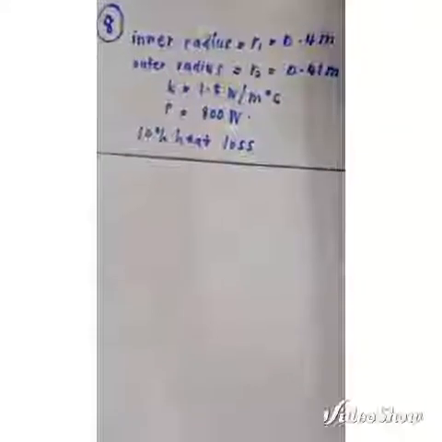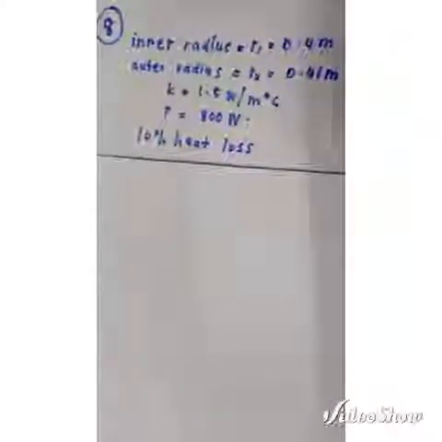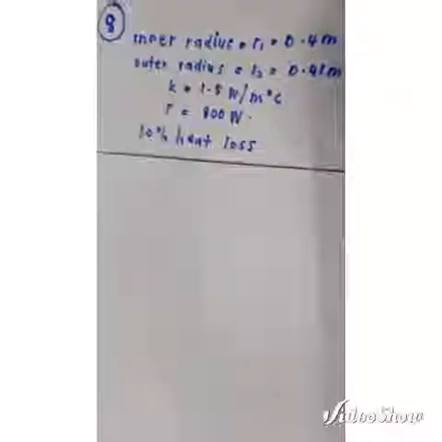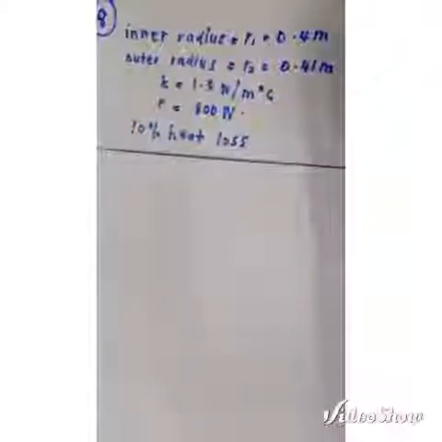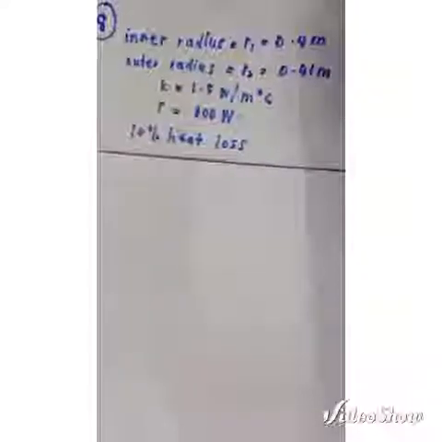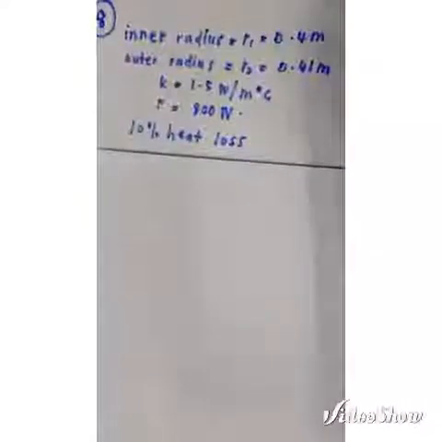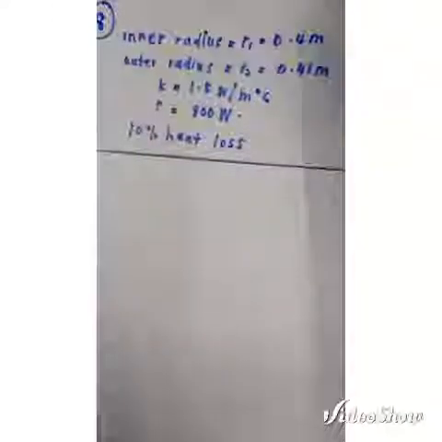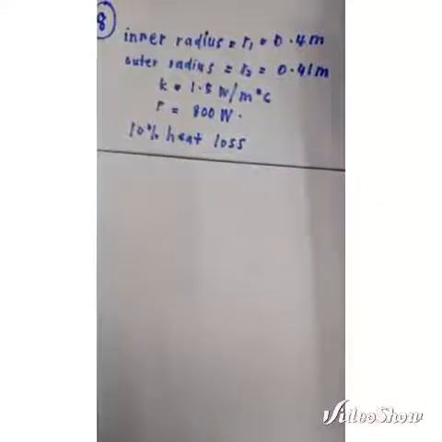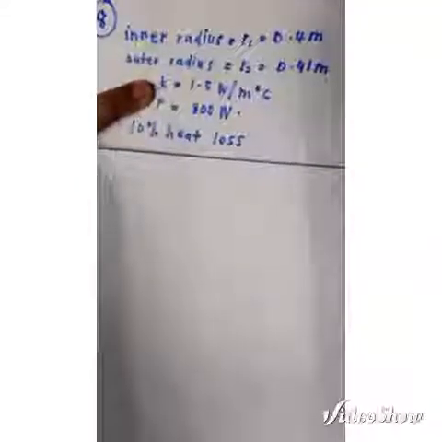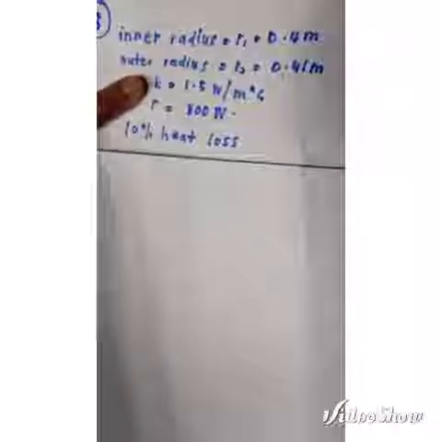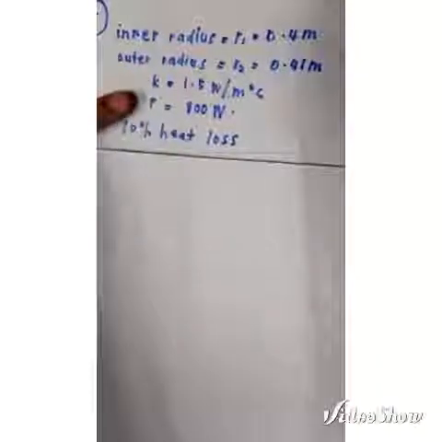Hello everyone. So we are going to answer question 8. In the question, we are given a spherical container with inner radius equal to 0.4 meter. The outer radius is 0.41 meter. The thermal conductivity K equal to 1.5 watt per meter degree Celsius.